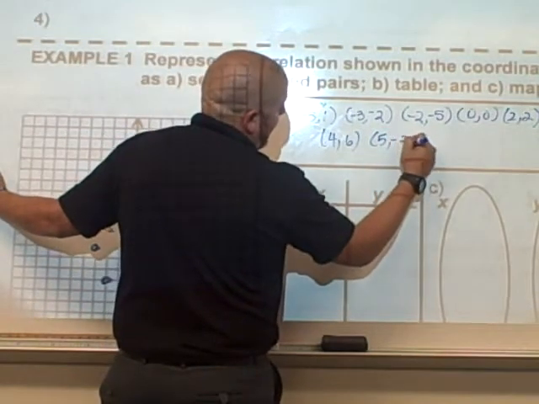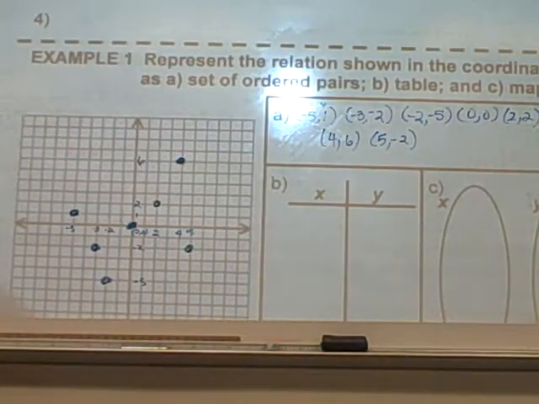So 5, negative 2. Okay, so that's the set of ordered pairs. That should have been pretty simple.